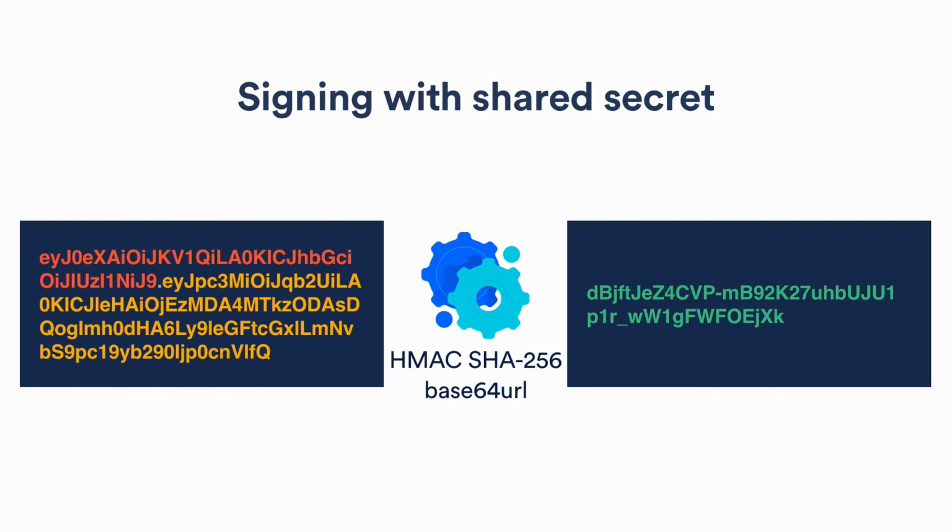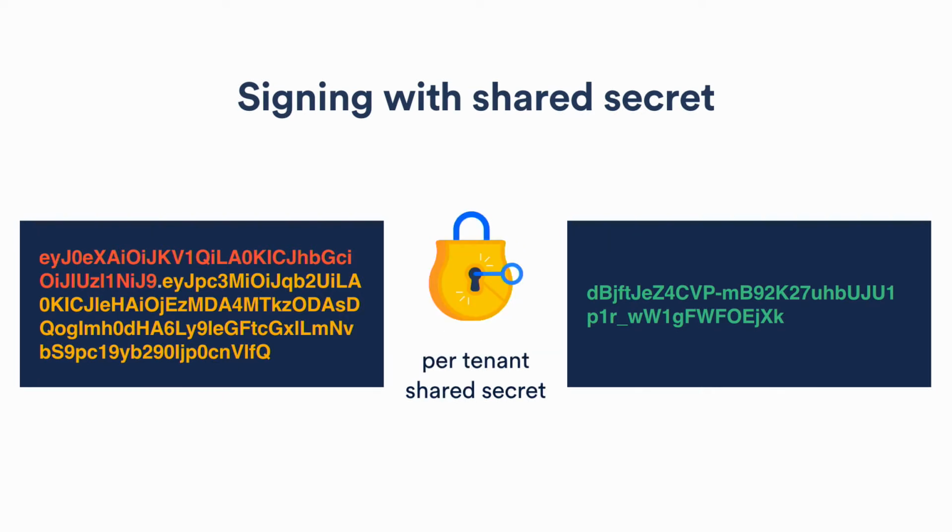Right, so we put that together, and we're going to get that per tenant. So each tenant has its own shared secret. Therefore, each JWT for each different tenant is going to be unique.